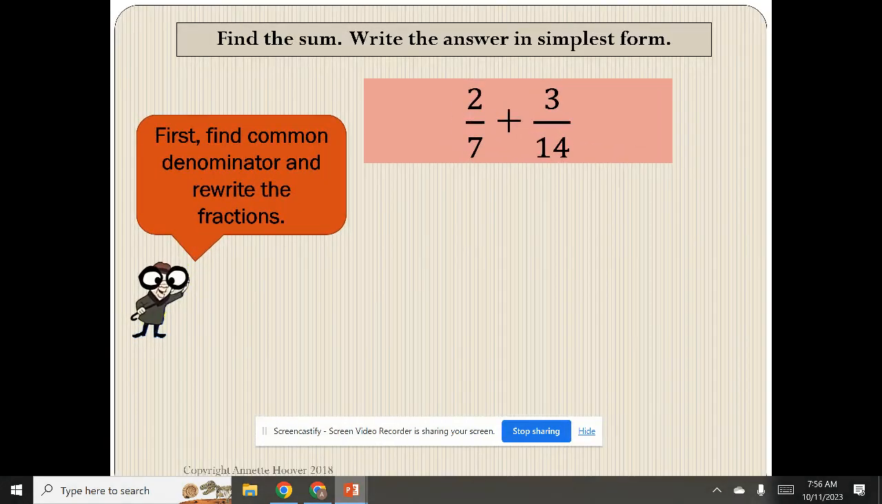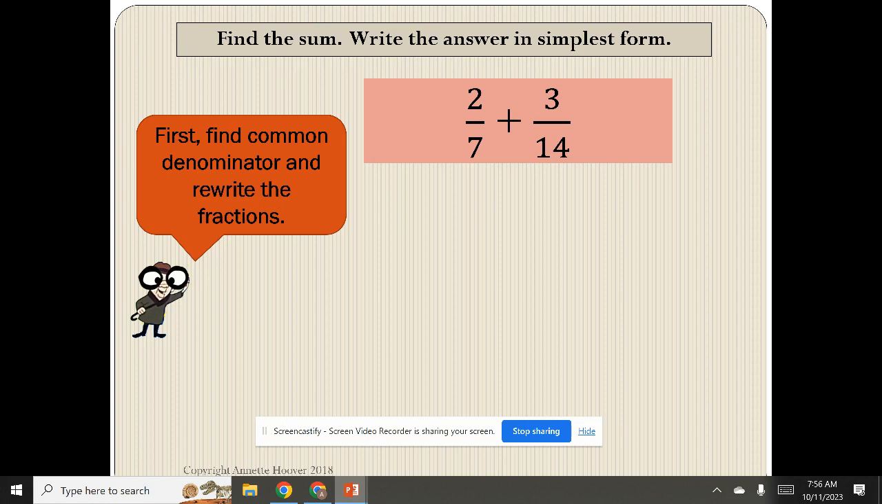Here we have the denominators of 7 and 14. 14 is a multiple of 7, so we're going to use 14 as our common denominator. We're just going to write it once. You can write it twice with separate fractions like this, but we're going to practice today just writing it with one denominator, which may help you with algebra.